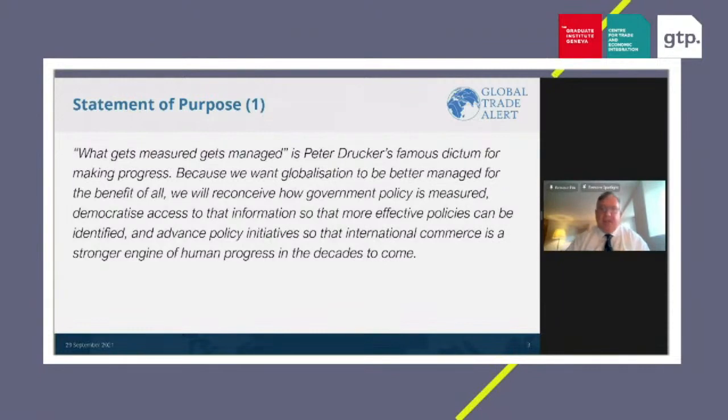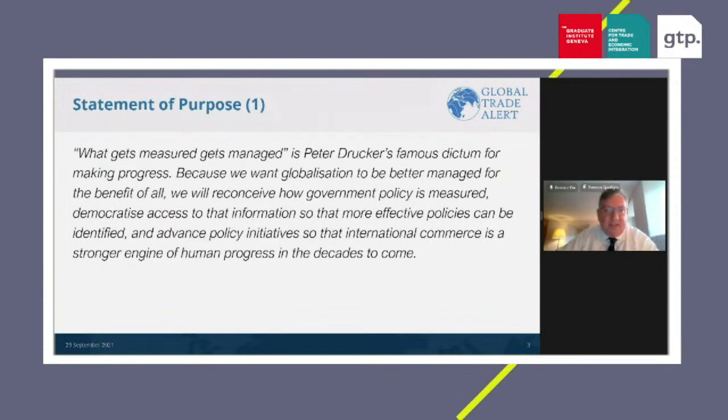Our statement of purpose is a little bit long. It's on 2 slides, but it starts off with a very important dictum, which is that what gets measured gets managed. And this is extremely important in the area of trade policy and trade policy negotiations. If there is a factual vacuum, it is possible for governments to avoid issues and to duck issues.